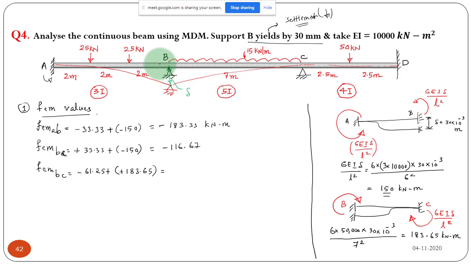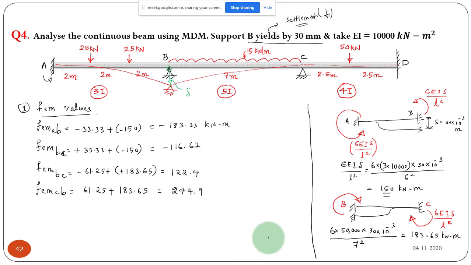So minus 61 anti-clockwise moment, the usual FEM value for the UDL, 61.25, WL square by 12. This is clockwise 183, so I am keeping it positive. 183 minus 61, the net value will be 122.4. The next value will be FEM CB. FEM CB you can find out: that is 61.25 plus the clockwise moment 183.65, which is equal to 244.9. This is the value I got.